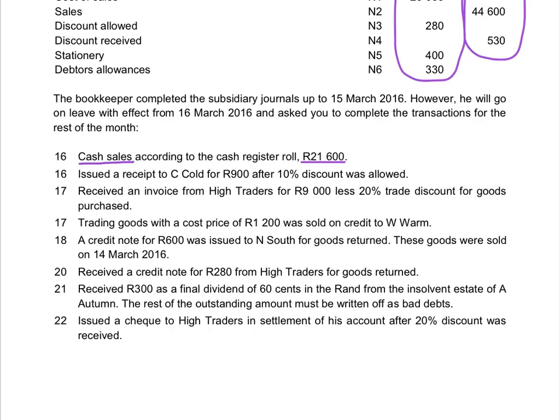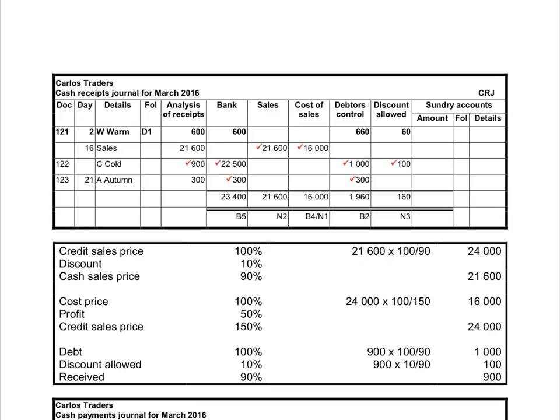When we receive money, we record it in the cash receipts journal. We will indicate that this transaction is on the 16th. Sales. And in the analysis of receipts column is just like a till. We put the money in this column, and at the end of the day, we will take all the money out and go to the bank once and take the total amount to the bank. So you will not record this amount in the bank because there's an additional entry on the 16th.